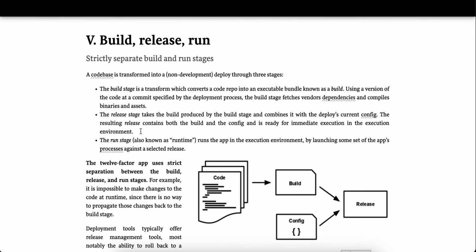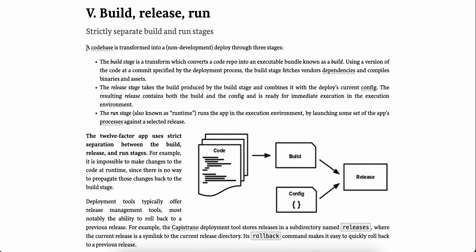So, build, release, and run, right? Strictly separate build and run stages. Code base is transformed into a non-development deploy through 3 stages. Non-development deploy, I'm assuming this is going to be your production deployment. So there is a build stage, a release stage, and a run stage. Your build stage is a transform which converts a code repo into an executable build known as a build.